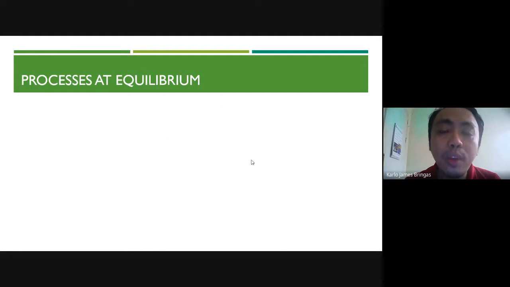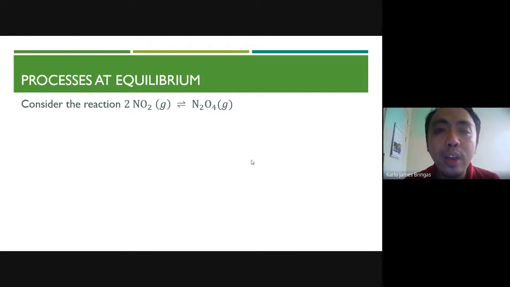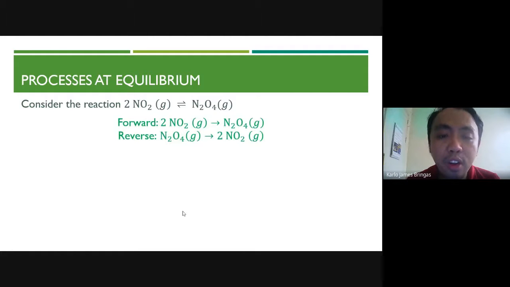Now, processes at equilibrium, we'll talk about it more in the succeeding quarters, but we can already introduce a little bit as to what we mean by that. So let's say you have this reversible reaction in here. You have 2NO2 gas combining together to form N2O4. So in this reversible reaction, we can write the forward reaction as follows. 2 of the NO2 gas combine to form the N2O4. And in the reverse reaction, the N2O4 will break down to produce again the 2NO2.